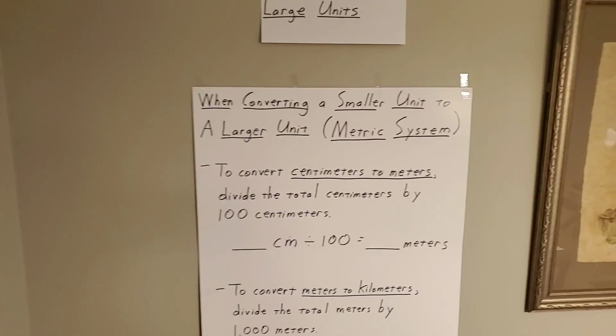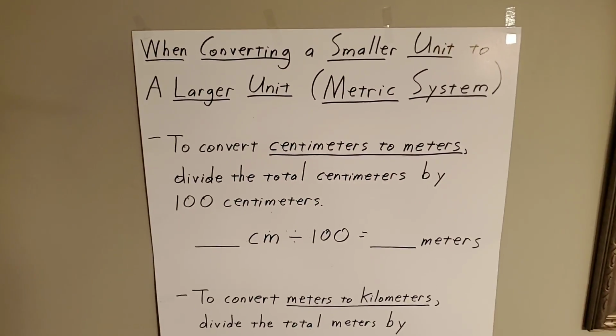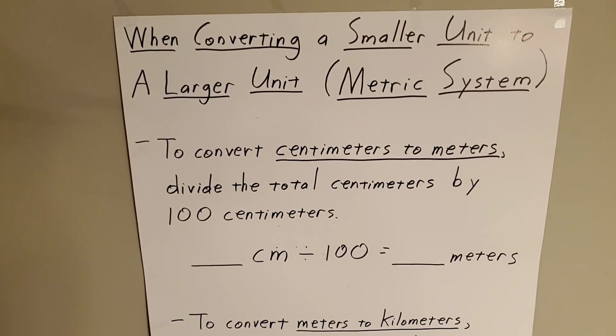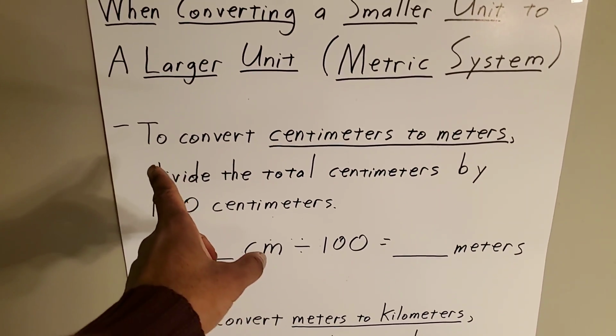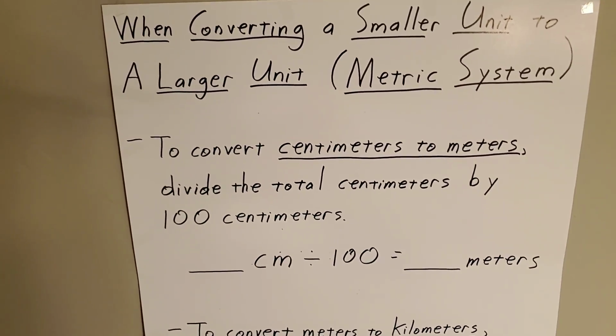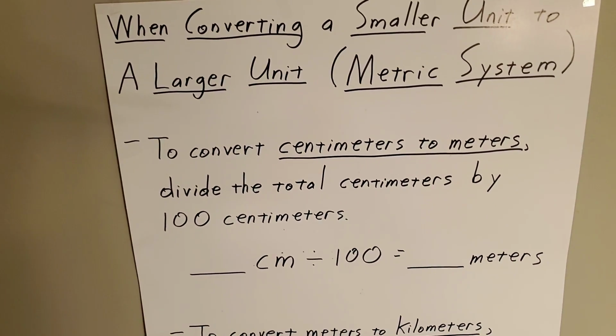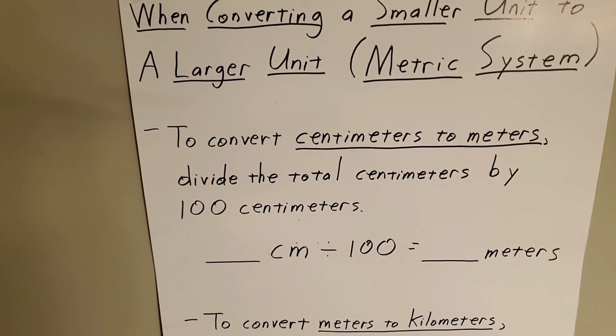Okay, so here's a rule. Just like we did with the 3 objects that we measured. Rule number 1. If you're converting centimeters to meters, you're going to divide the total centimeters by 100 centimeters.